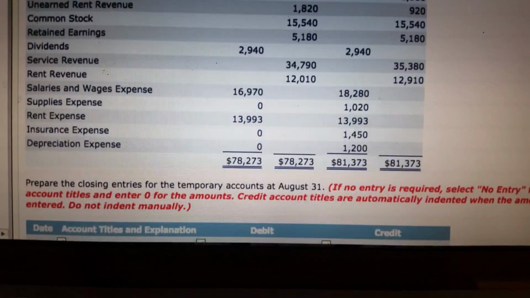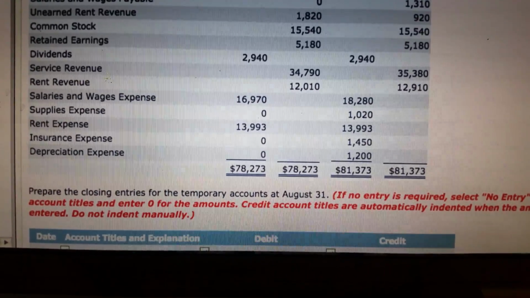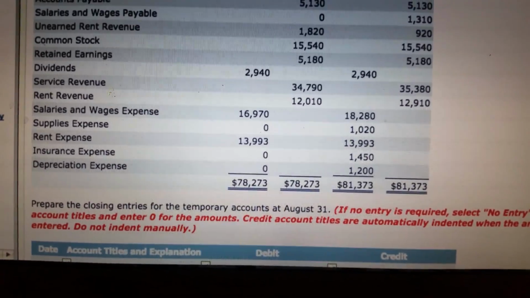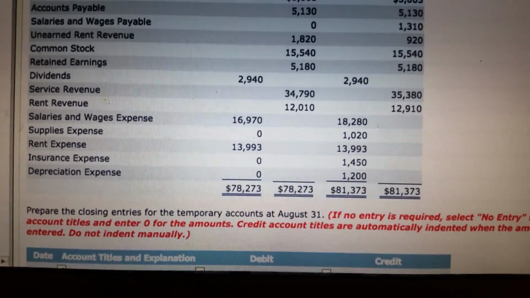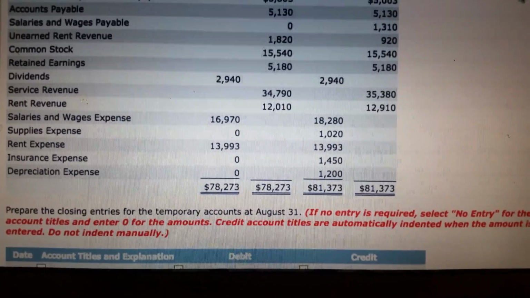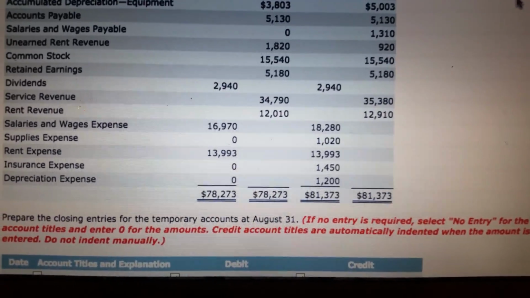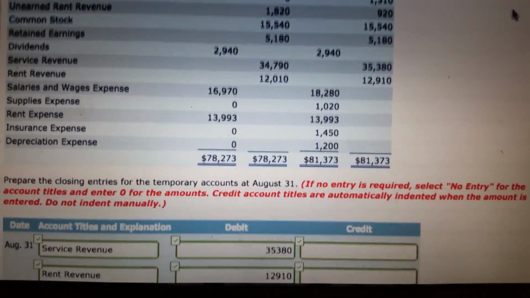We are being asked to prepare the closing entries for the temporary accounts at August 31st. Also, ahead of time, I want to apologize because I submitted my work on this and I shouldn't have. I don't know what I was thinking, but I just submitted that.